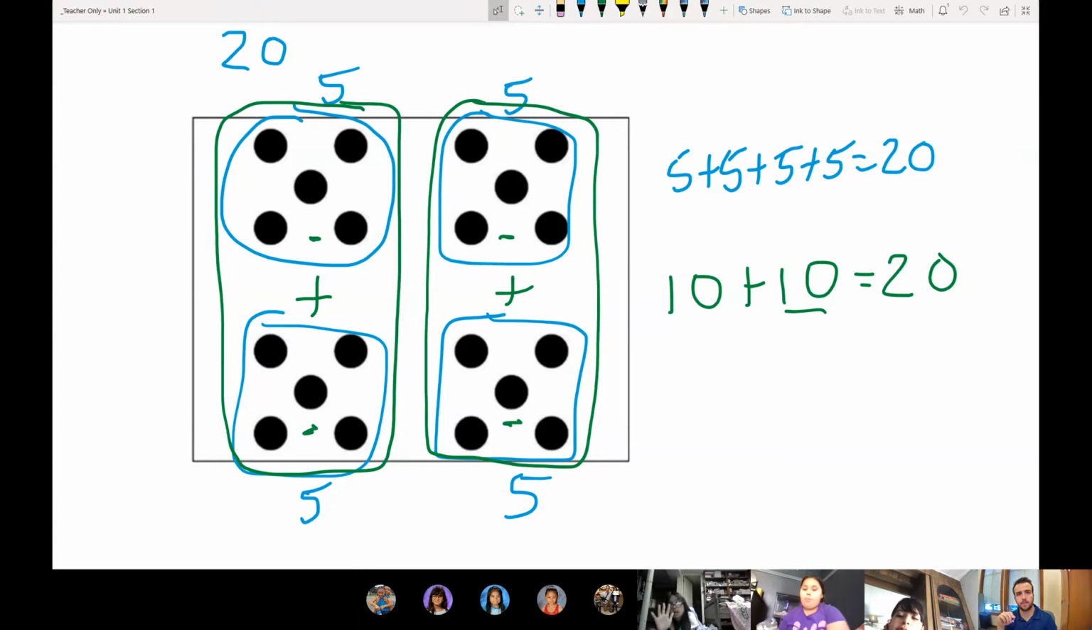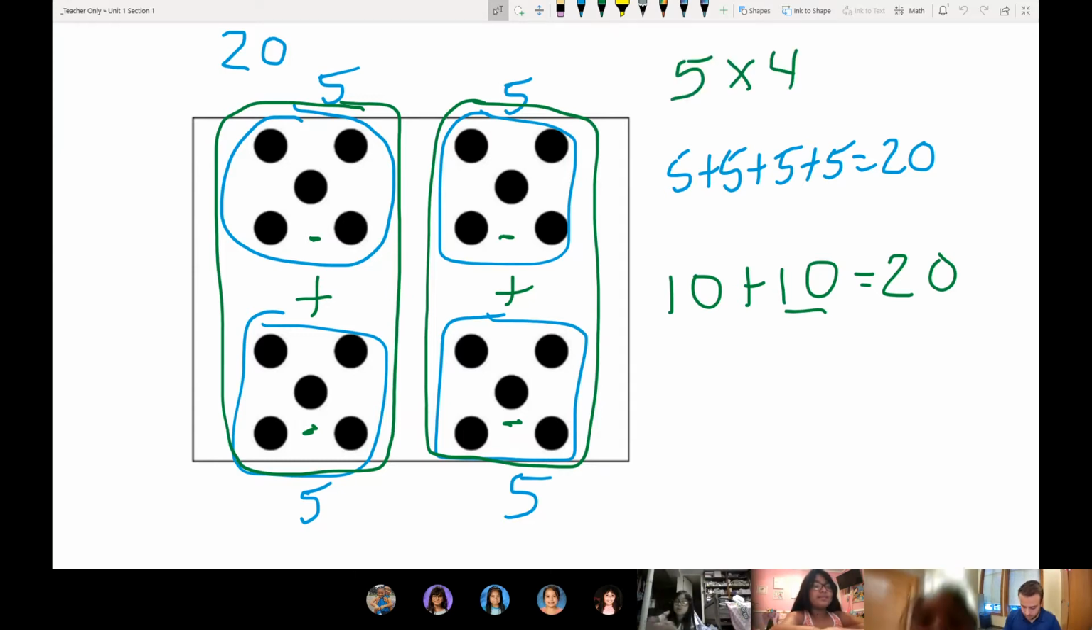Camila? You could do 5 times 5. 5 times 5? Yeah. What would that get us? 20. Close. I mean 5 times 4. 5 times 4. There we go. Exactly right.